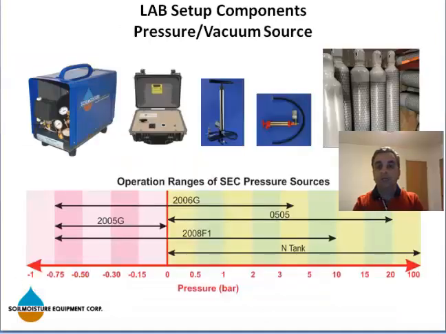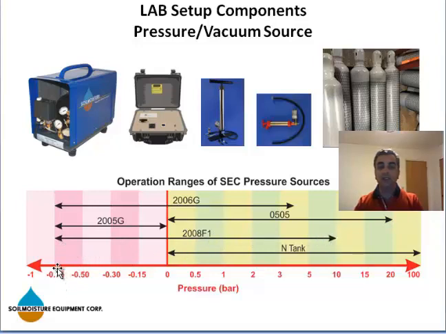Lab setup components, pressure and vacuum sources. So you have a 0 to 20 bar pressure compressor that is called model 0505. By the way, this model is going away and we are replacing it with a better compressor that is called 0500. The next one is model 2008 F1, which is from -1 to +10.